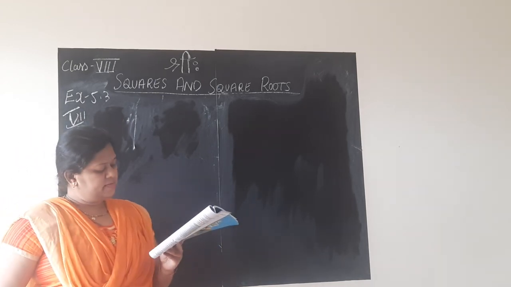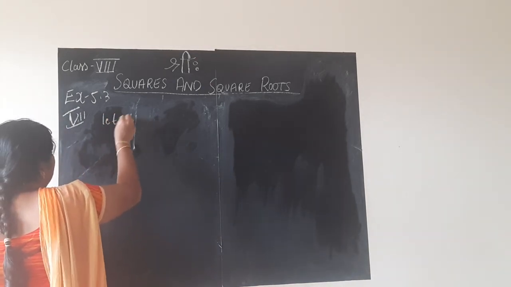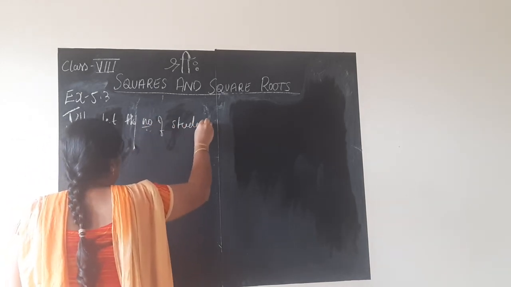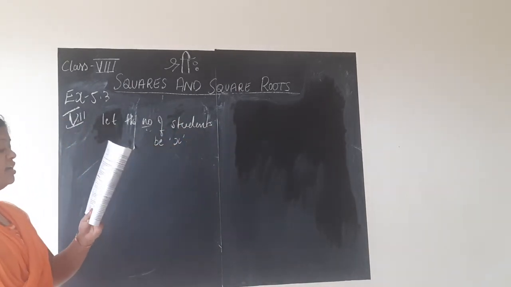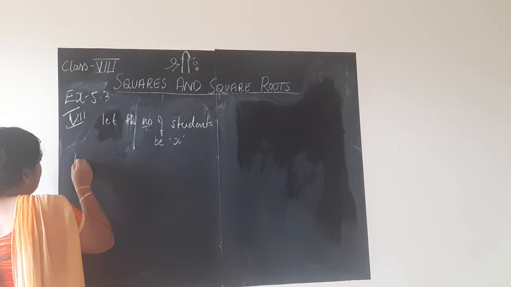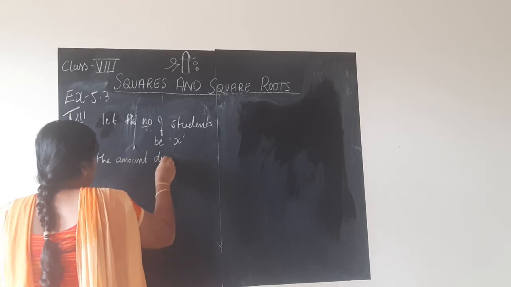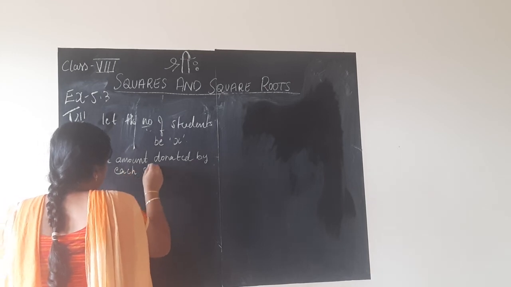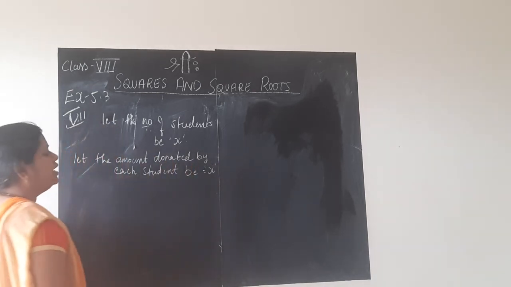So we don't know how many students are there in the class. What we always do in statement kind of problems, children, let the number of students be x. And we also don't know how much each student has donated. So let the amount donated by each student be equal to x again.